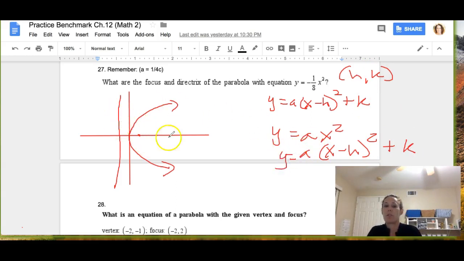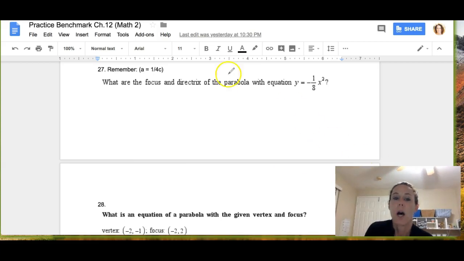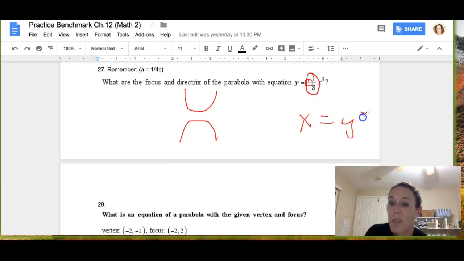The focus and the directrix help us find the equation for the parabola. So let's remember a equals 1 over 4c. Our a value is in front of our x squared, and our c value is going to tell us our focus. So y equals something times x squared is going to be a happy face or a sad face parabola. I know it's a sad face parabola because the a value is negative. If it was x equals y squared, I would know I'm a side-to-side parabola.